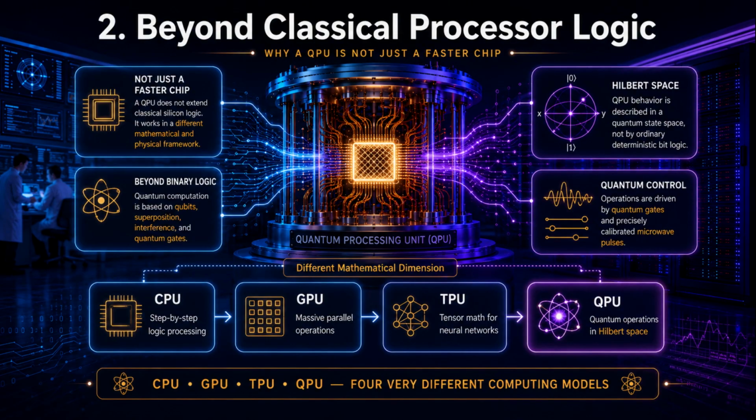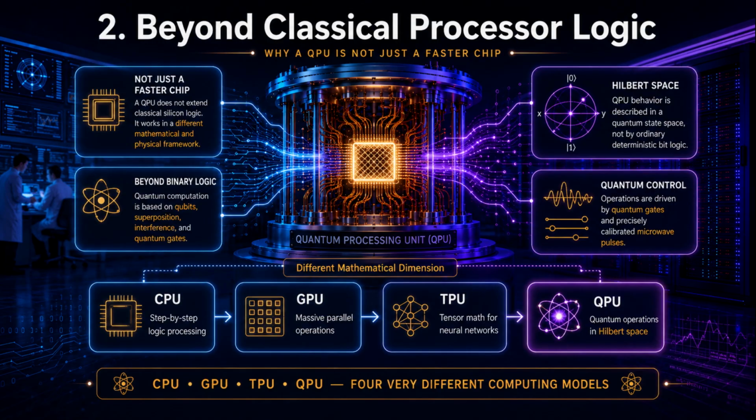Section 2. Beyond classical processor logic. Why it's not just a faster chip. Let's definitively dismantle a common misconception here. A CPU processes logic step by step. A GPU handles massive parallel operations. A TPU pushes tensor math for neural networks. But a QPU operates in an entirely different mathematical dimension, a Hilbert space.